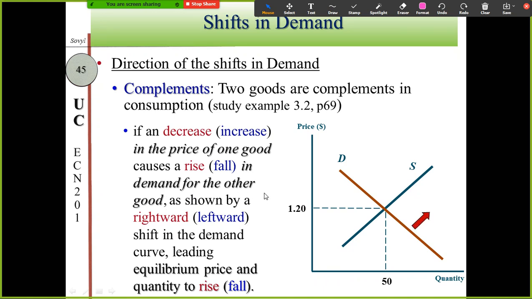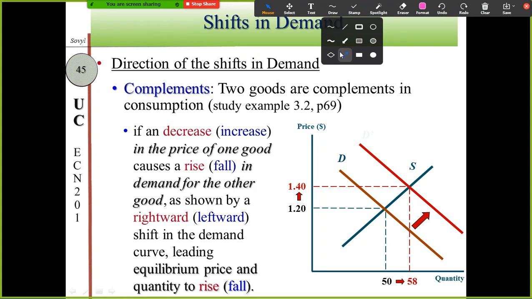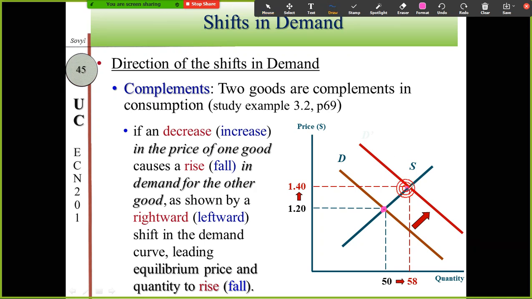For example, when the price of gasoline dropped down, decreased, that means less expensive, that means cheaper, people will buy more motorbikes. As a result, demand for motorbikes goes to the right hand side. When the demand for motorbikes goes to the right hand side, the equilibrium changes from the old one to the new one. Looking at the new equilibrium for motorbikes, this is motorbike, not gasoline, the price of motorbikes goes up, and quantity demanded and quantity supplied go up.